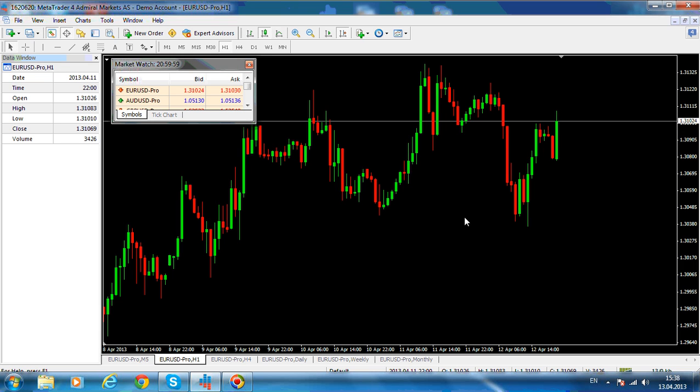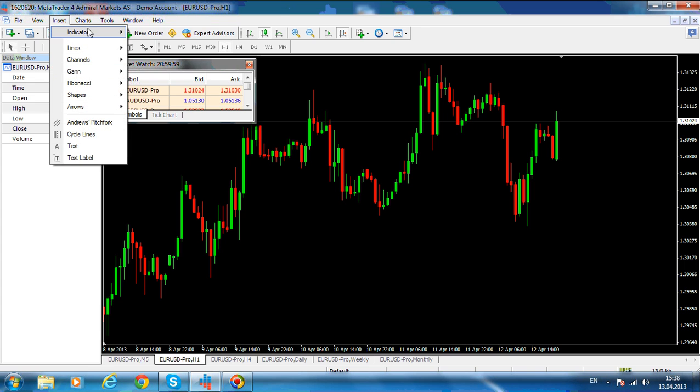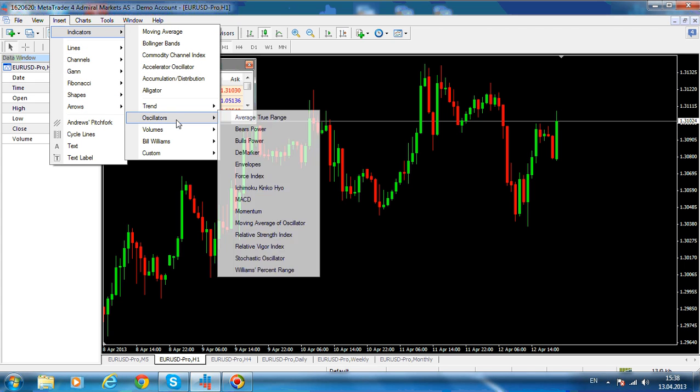Hello again. We're at the second chapter dealing with oscillators, and it is time to take a look at the Ichimoku Kinko Hyo. Now, Ichimoku Kinko Hyo is an oscillator, and you can find it under insert, indicators, oscillators, and take the Ichimoku Kinko Hyo in here. Now, Ichimoku Kinko Hyo is very famous.